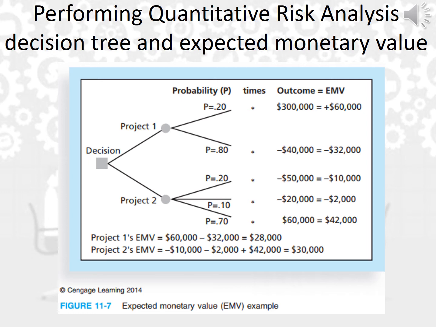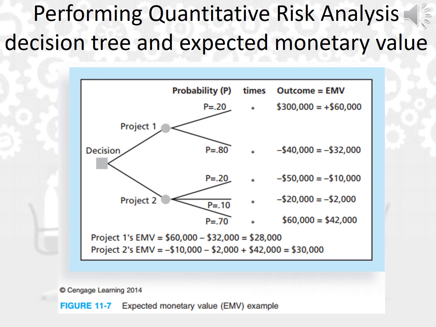It's not done yet. In order to decide, and remember, they have to decide to accept both or reject both. So let's see the first one. For the EMV here, the final value for it, you should add both. You should add the 20% probability, which, as we said, will lead to positive 60,000, plus the 80% probability, which leads to minus 32,000. So here, because of the different sign values, a subtraction operation will be there, and the final answer is 28,000 for project 1 only.